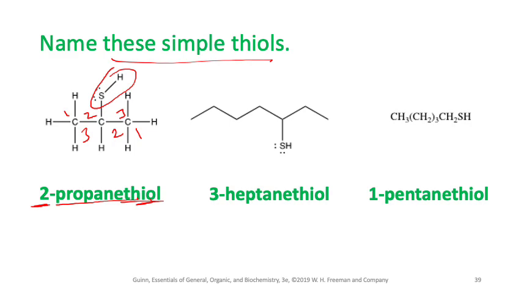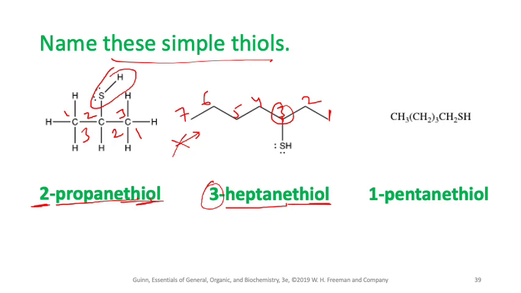Same thing over here, you have to start counting on this side: 1, 2, 3, 4, 5, 6, 7. You cannot start counting on the other side, because you will get a higher number for the carbon that has a thiol group. So you have 7 carbons, 7 is heptane, you have a thiol, heptane thiol, and the location of the thiol group in this compound is not on the first, it is on the third, 3-heptanethiol.